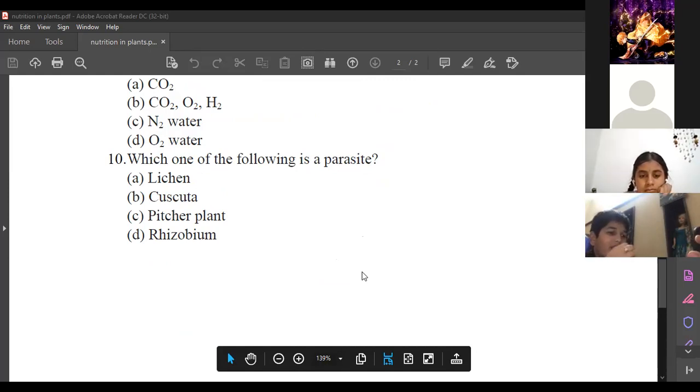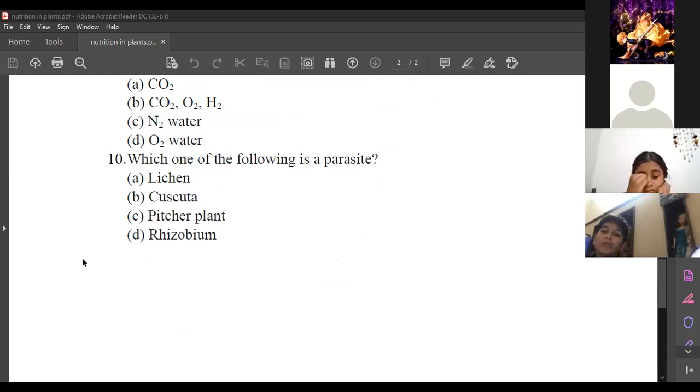Raghav, what is Rhizobium? Sir, it's the bacteria present in the roots of leguminous plants. Can you tell me some examples of leguminous plants? Sir, like peas, beans, and all. Very good.